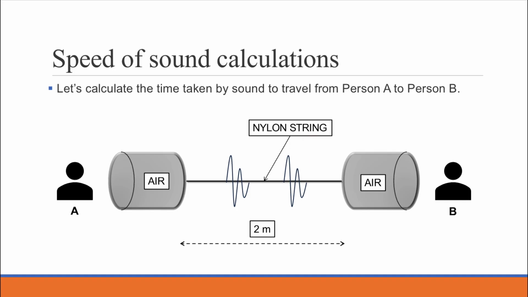And in the second case, let's assume that there is no tin can telephone to begin with. Person A and B are still speaking to each other just through air, as we do in everyday life. So let's see which of these is more efficient.